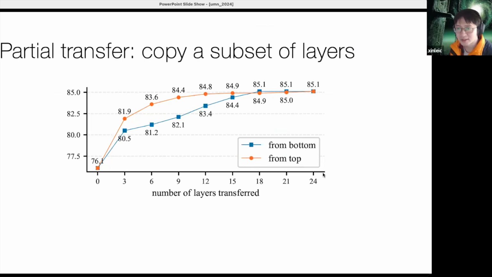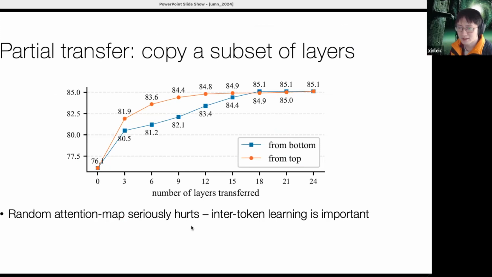For analysis, we did some partial transfer. So for example, we can copy a subset of the layers. And we find that random attention map seriously hurts. That means inter-token learning is very important. If you have a random attention map, then it is maybe 10% worse compared to the one with attention map supervision.